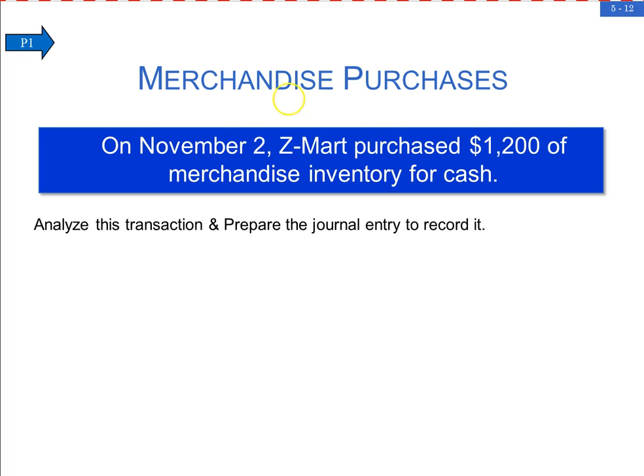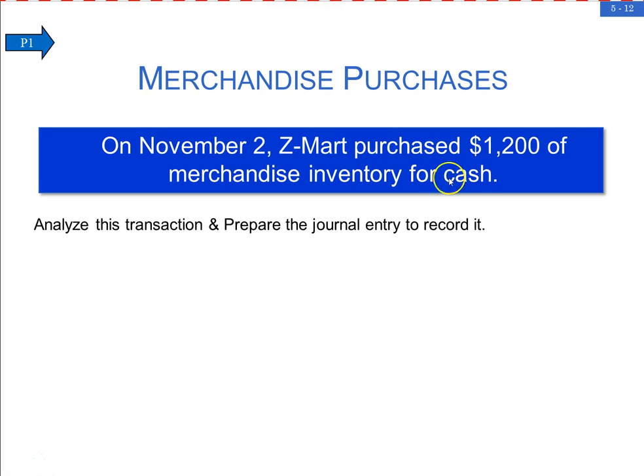So, let's assume that on November 2nd, Z-Mart purchased $1,200 of merchandise inventory for cash. Let's go ahead and analyze this and prepare the journal entry. Remember, the way I like to think of it is first, is cash involved? Here we know it is. And is our company's cash going up or down as a result of this? Correct. Of course it's going down, right? We're giving $1,200 cash and we're getting inventory for it. And I'm giving away a clue there.